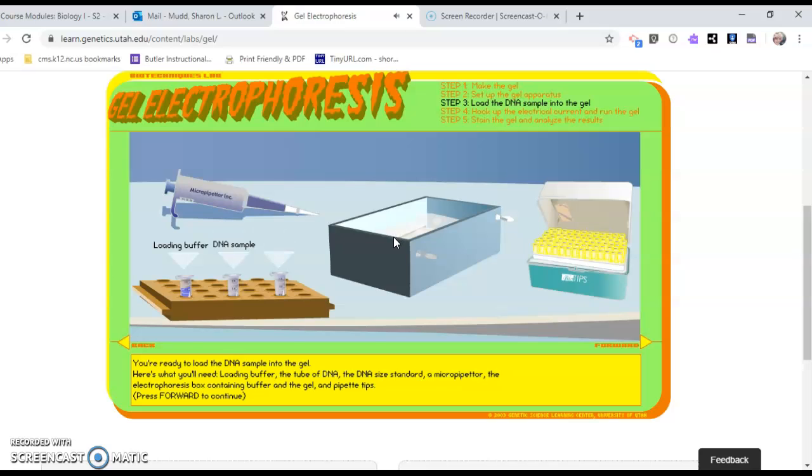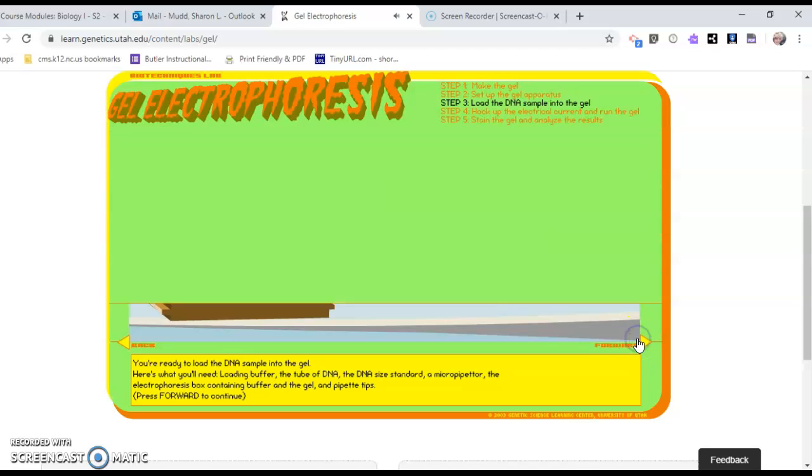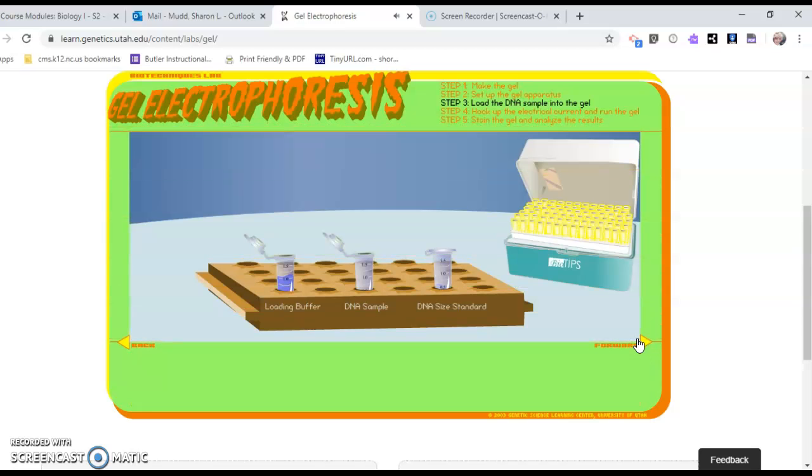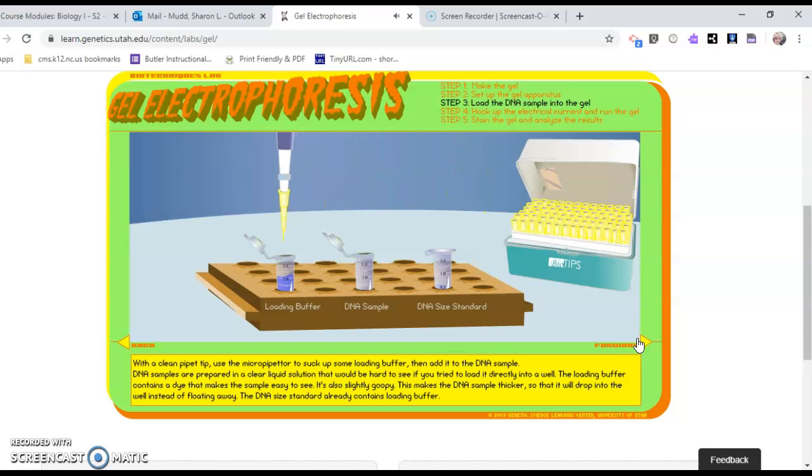And now we need to load the DNA sample into the gel. So here's our list of things that we need. We have all of that stuff available. That's called a micropipette. We're going to suck up some loading buffer. We're going to add that to the DNA sample.